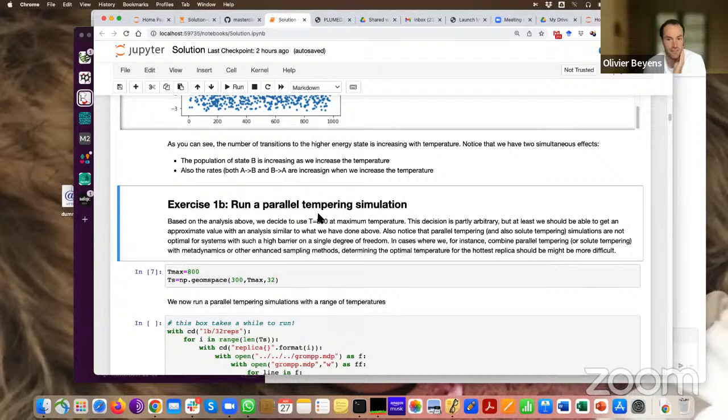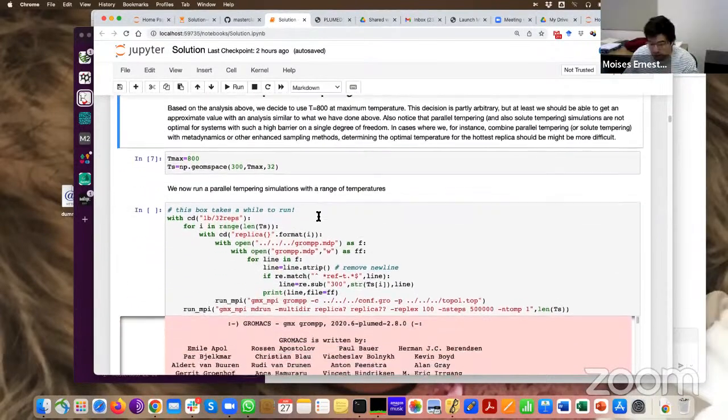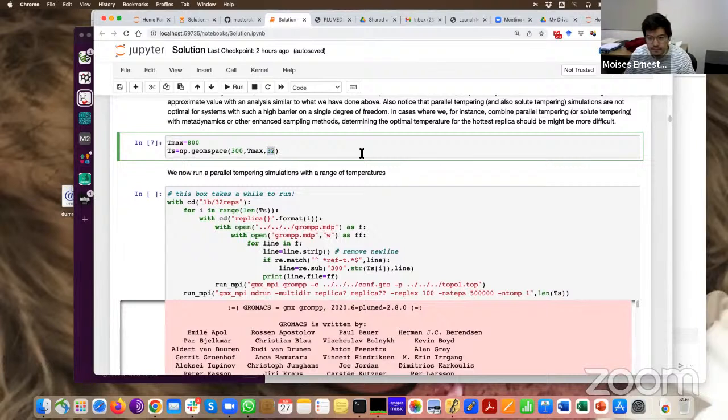I picked 700. Okay, probably it's not so different once you run it with parallel tempering. So any other proposal? I also picked 700. Okay, I think it's fine, 700. And here I was placing 32 replicas. Just I didn't make so many tests.